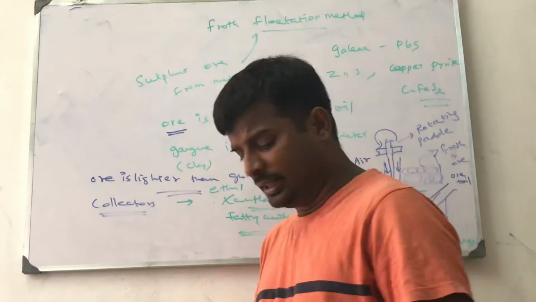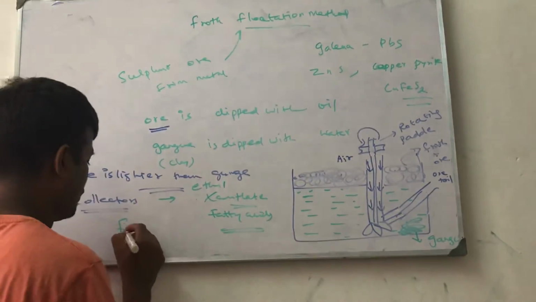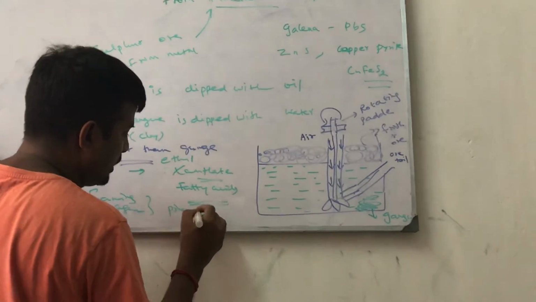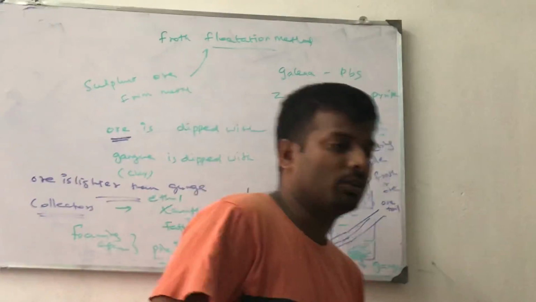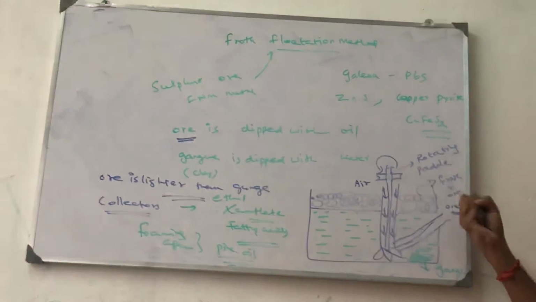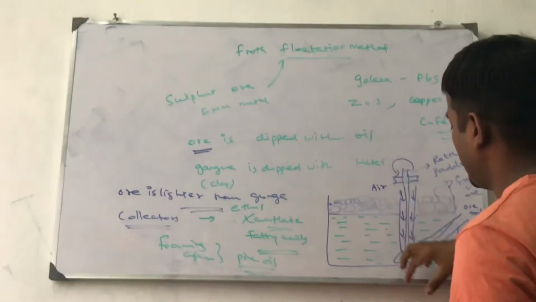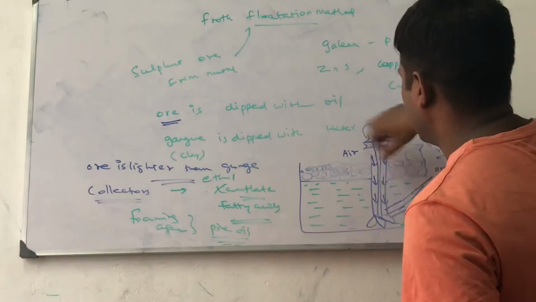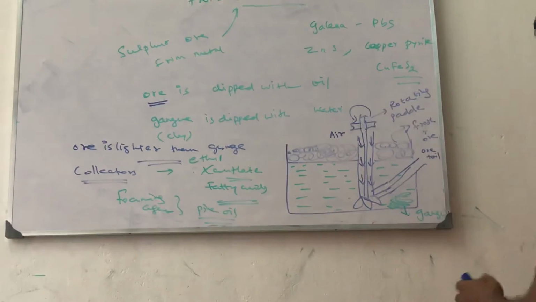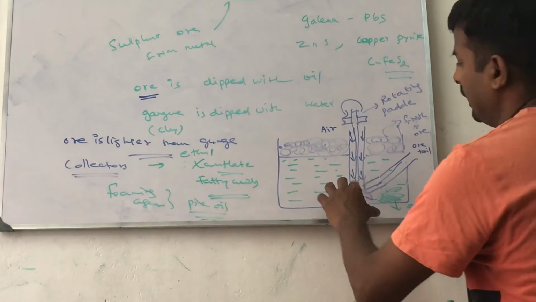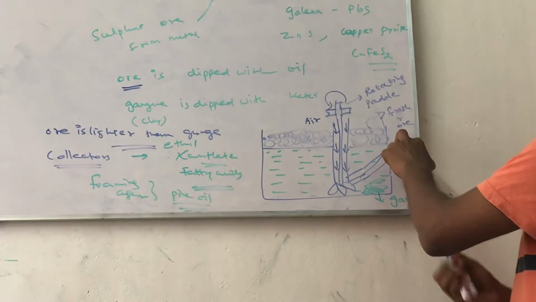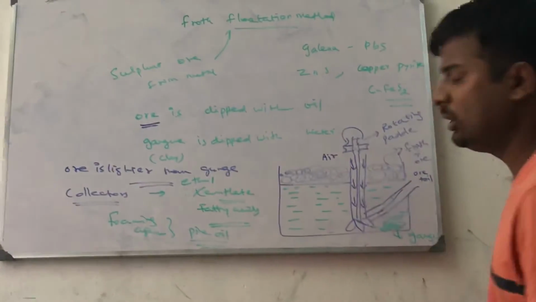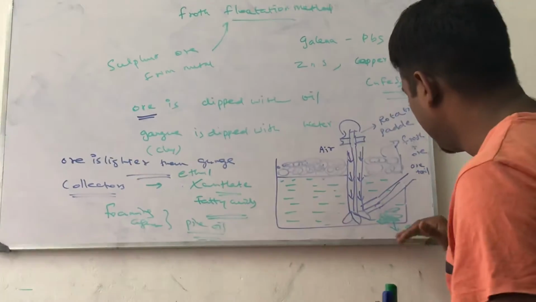A foaming agent is there. Pine oil is a foaming agent. For this reaction, the foaming agent is pine oil. It is highly wetting. So the pine oil absorbs the sulfide ore from the reaction mixture, and it sets up. The rotating paddle rotates vigorously. What happened? The oil plus ore mixture is lighter, so it will come up, and the gangue material will be heavier, so it will settle down.